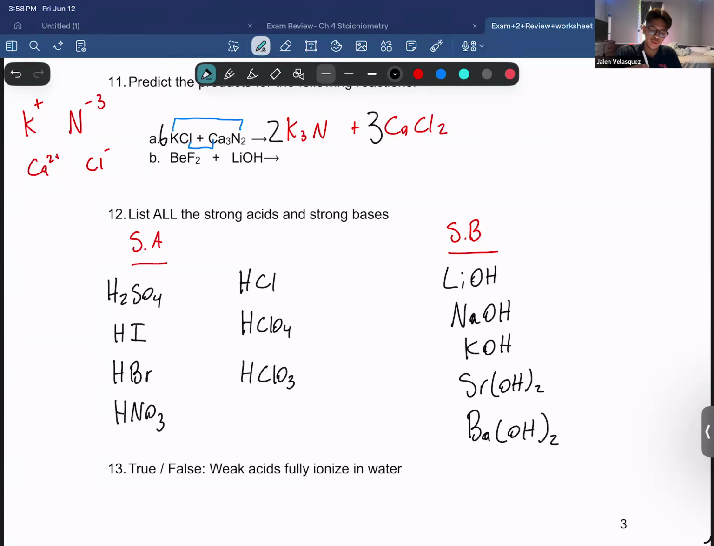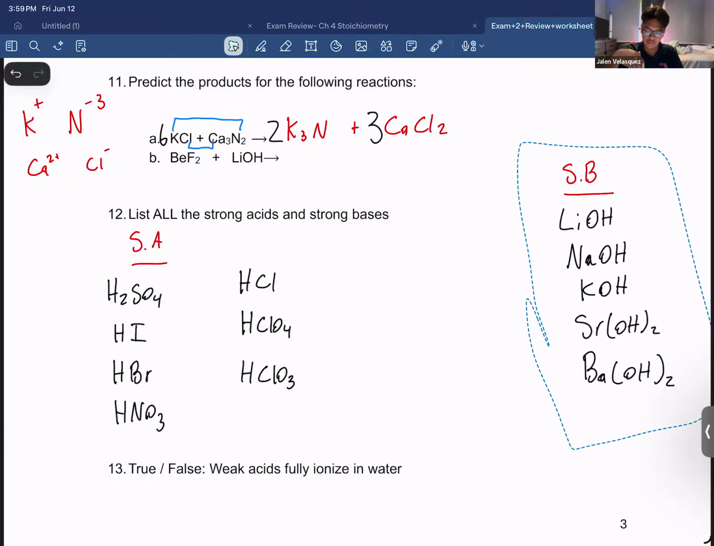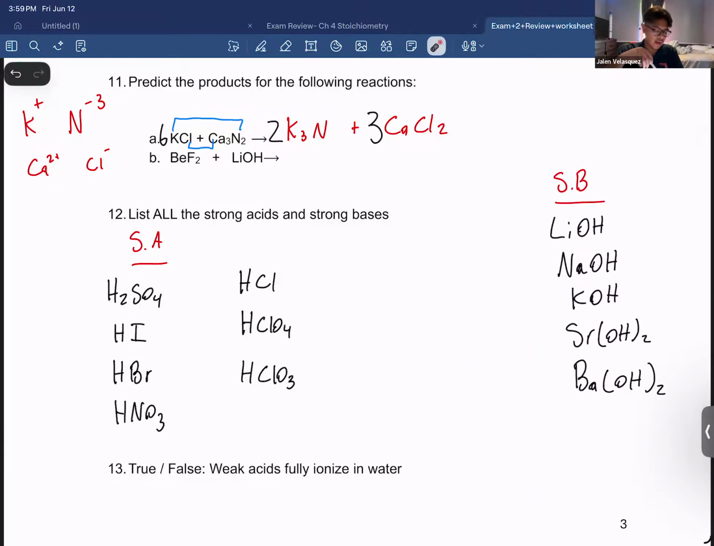So make sure you have these memorized, okay? And there is a helpful mnemonic that helps you memorize the strong acids, which I'll write for you, and it goes in the order in which I wrote these strong acids out.